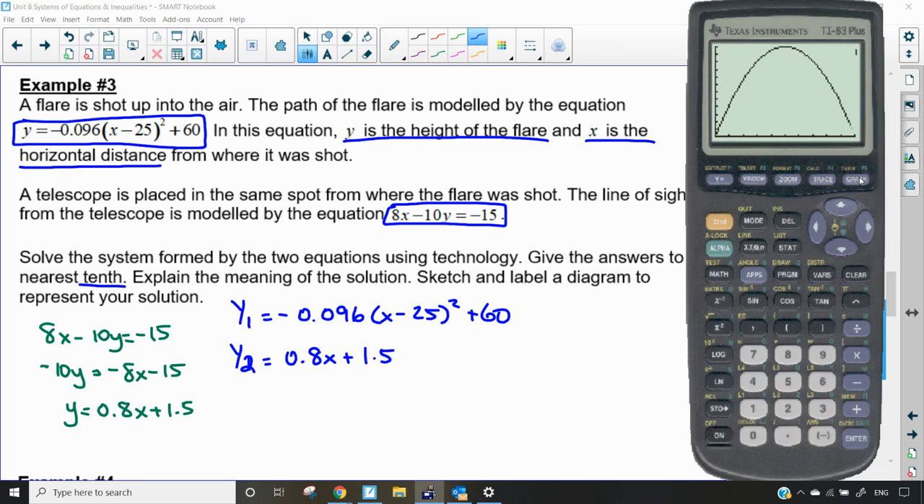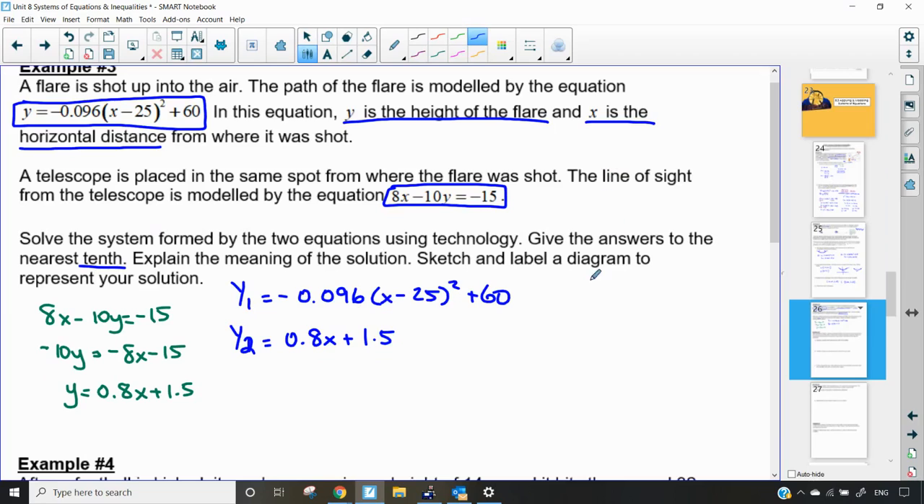So there's our flare being shot up into the air, and there's our line of sight. So off to the side here, I'm going to label my window settings. I've got 0, 50 going up by 5s, and then I have 0 and 60, and I'm also going up by 5s.